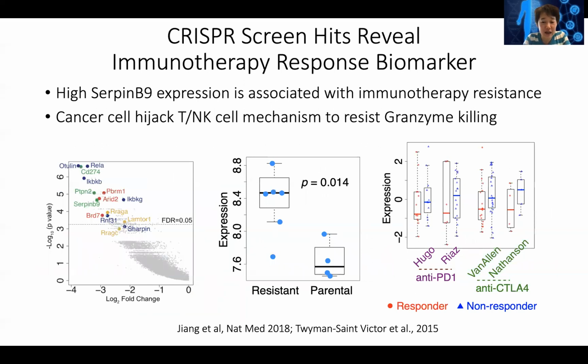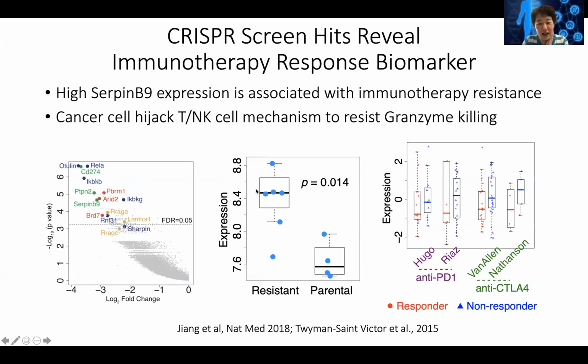And I want to show you some other studies. So remember, this is the co-culture CRISPR screen of cancer cells co-cultured with T cells. In addition to PBRM1, this protein complex, we also see this SERPINB9 gene.